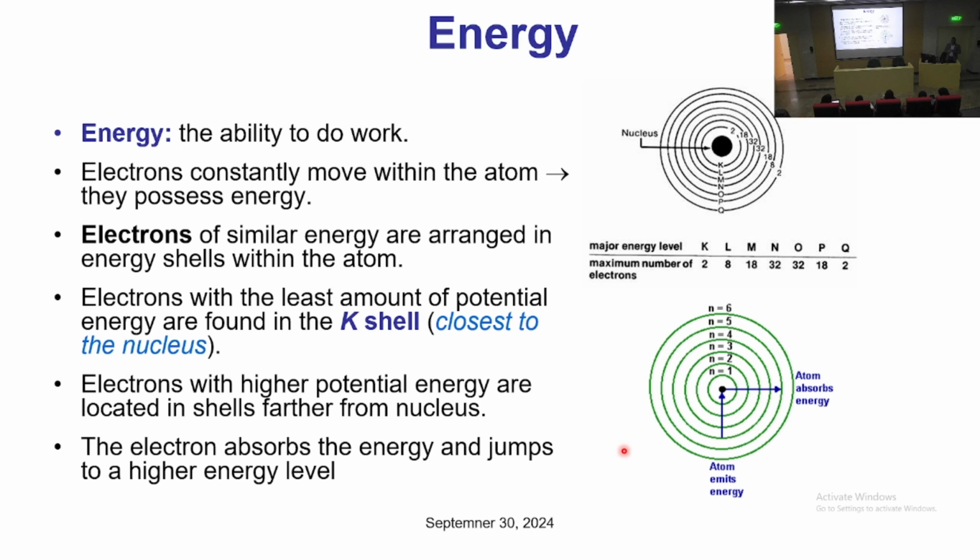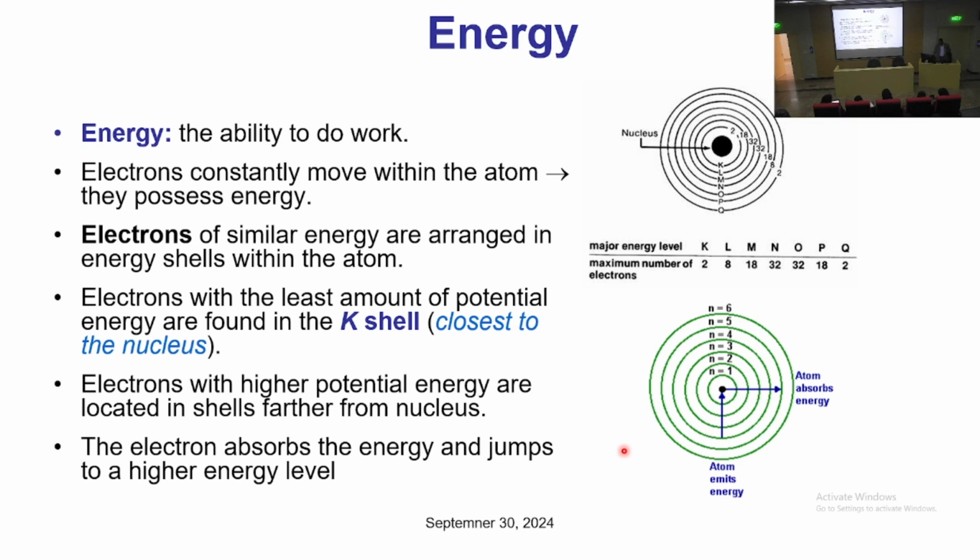The basic definition of energy is the ability to do work. So the ability of doing work is called energy. As I said from the beginning, protons are constant, they are within the nucleus. Electrons constantly move between different shells.